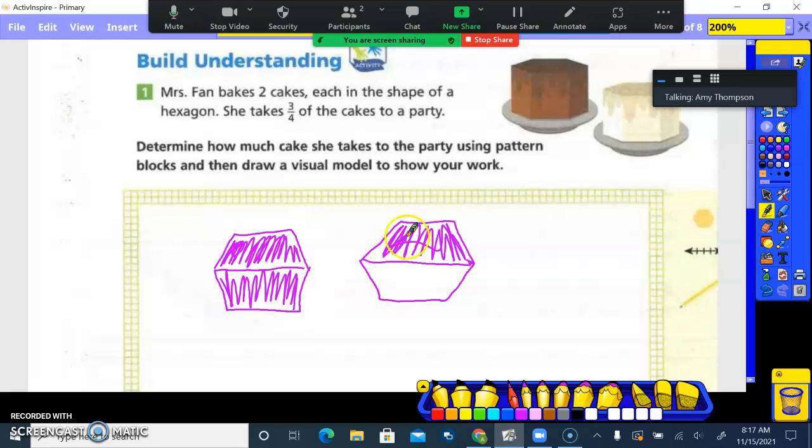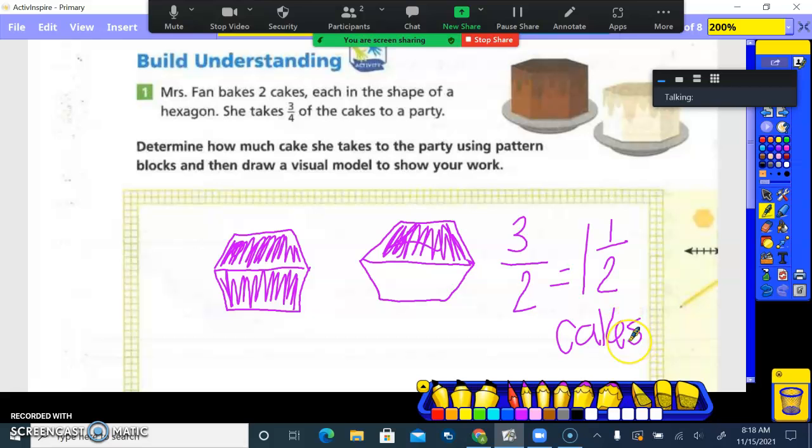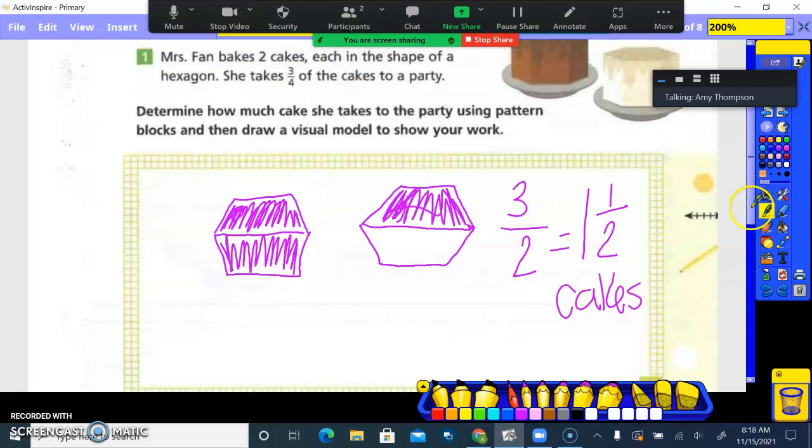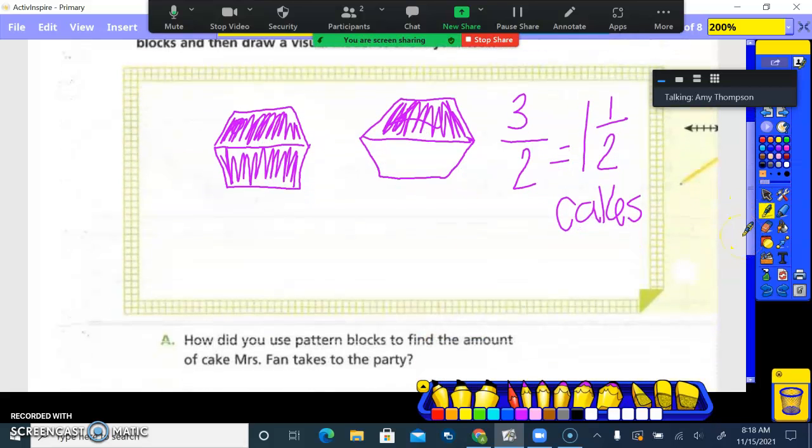So how many did I break each piece into, guys? Or each cake into? Halves, right? So 2, and how many did I color in? 3. So she's going to take 1.5 cake. Okay. Or if I would have worked that out just using multiplication, I would have done 2/1 times 3/4. Now, can I simplify before I start?